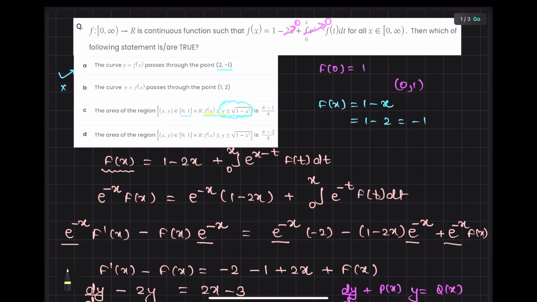Okay, yes, option D. I hope the idea is clear and you guys can handle similar situations.